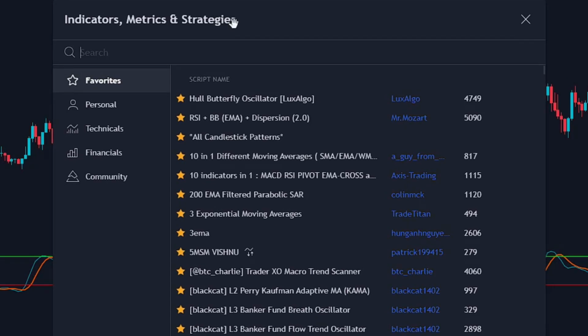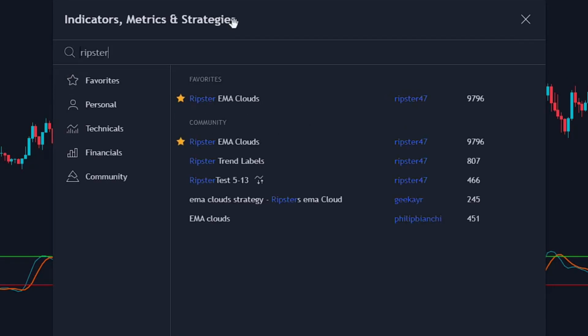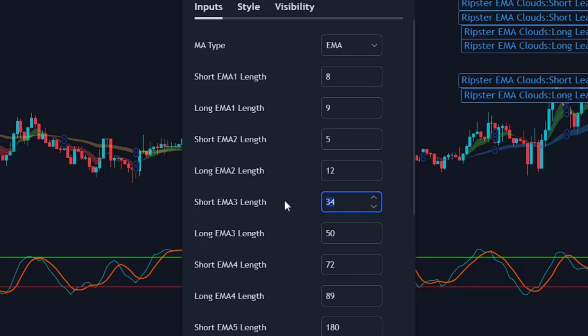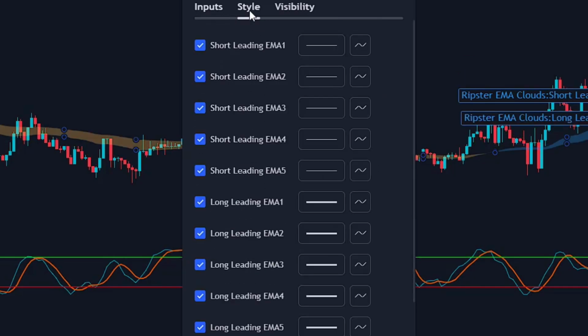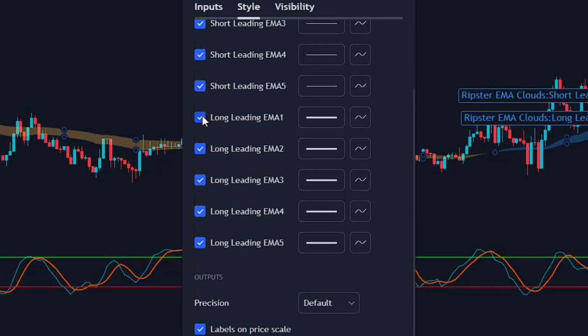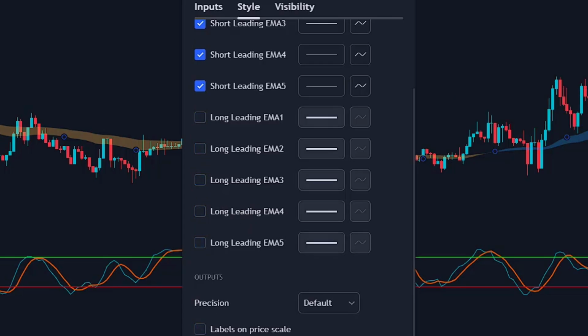Next, let's add a trend filter. We recommend using the Ripster EMA clouds created by this amazing author. Add this indicator and adjust its settings carefully as these are crucial for the strategy. The EMA cloud helps us identify the market trend and the best points to buy and sell.